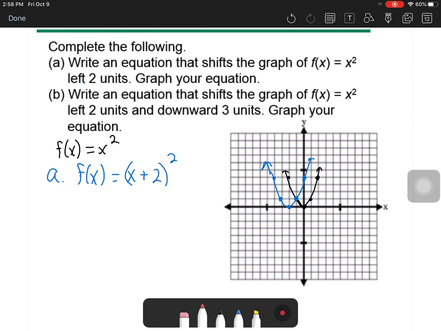All right, and then for part B, it says write the equation that shifts it both left 2 and down 3. So for part B, the first part's going to be the same. Our left 2 is going to look like this, and for down 3 we have to subtract 3 from that. So now we've already done left 2, now we're going to take each point and drop it down 3 units. That one there, and right there if we drop that one down 3. So that would be the combination of the vertical and horizontal shifts.